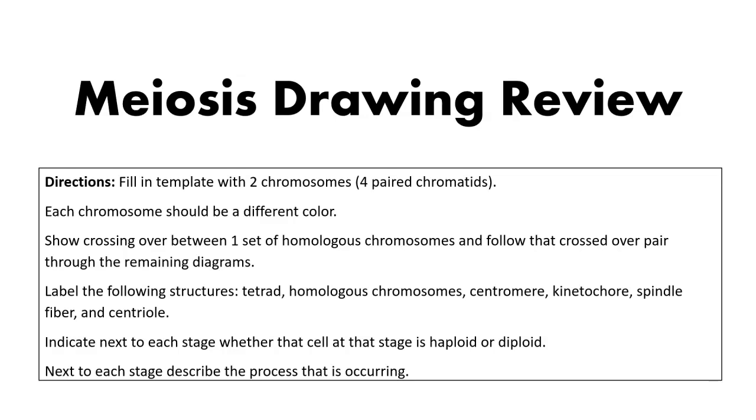Welcome, ladies and gentlemen. So today we're going to take a look at the meiosis drawing review worksheet. And we're going to trace the steps of meiosis using two sets of chromosomes. So we're going to keep track of who's homologous, who's not. We're going to take a look at crossing over between those homologous chromosomes and then follow those crossed over pairs throughout the rest of the diagrams, label some structures, indicate what actual processes are happening during each stage of meiosis, and then also indicate whether that stage is diploid or haploid.